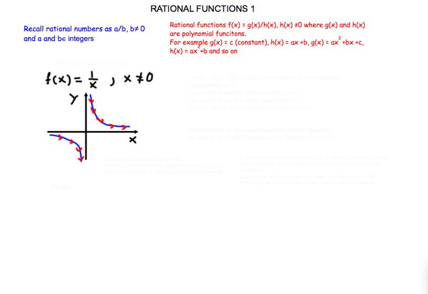Rational functions will start by defining a very similar setup to rational numbers. Why? Because rational numbers, as shown here on the top of the screen, are nothing else but a ratio of two integers, a over b, and the restriction, of course, is that the denominator b cannot be equal to 0. So rational functions will be defined in a very similar fashion.